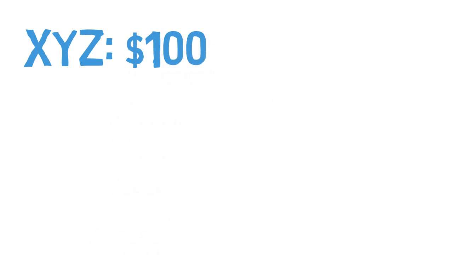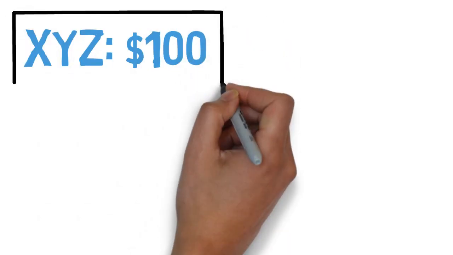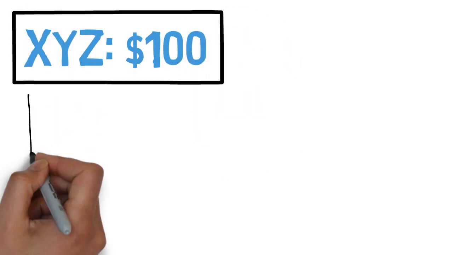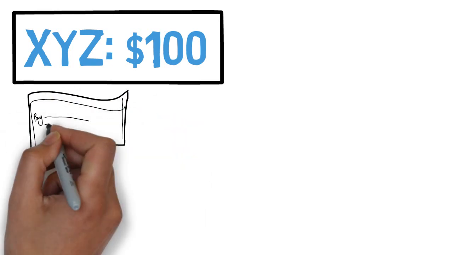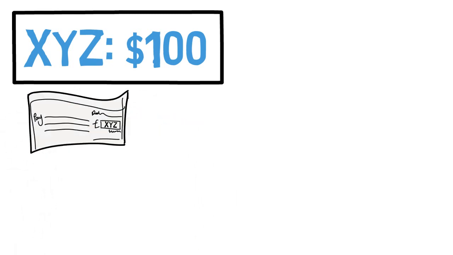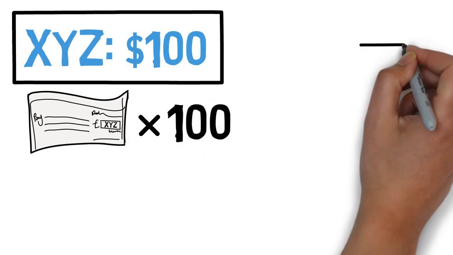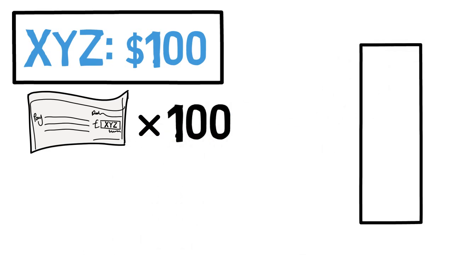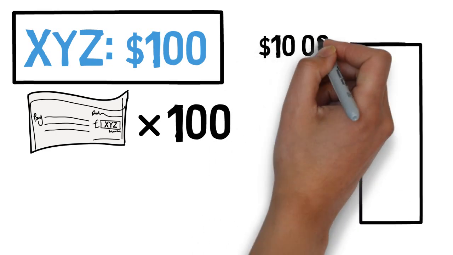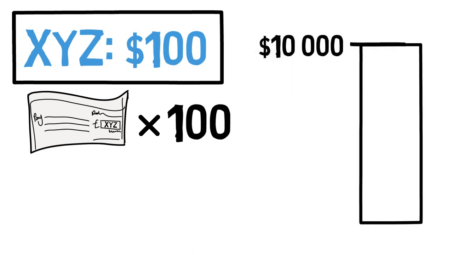I think this is best explained with a concrete example. Let's say XYZ is a stock that's trading for $100. You decide that you want to purchase 100 shares of XYZ. So to open that position, you would normally have to put up $10,000 of buying power. 100 times $100 equals $10,000. So you have to put up $10,000 of buying power to open that position.